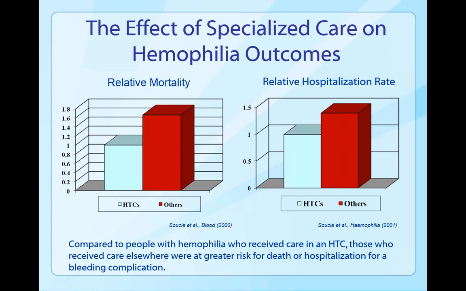We also were able to look at the effect of the specialized care system that had been established in these hemophilia treatment centers. Because we found all patients in these states with hemophilia, including people who were receiving care in the hemophilia treatment centers, as well as those who were not, we were able to compare some of these outcomes in terms of both mortality and being hospitalized for a bleeding complication. People in hemophilia treatment centers were much less likely to have these outcomes.